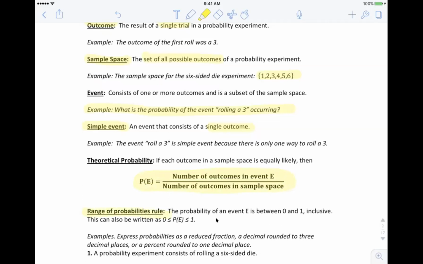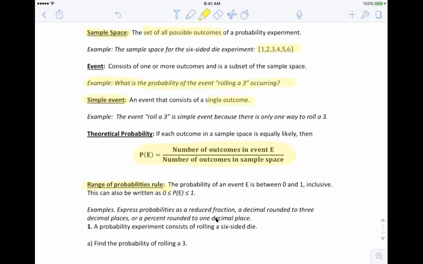Range of probability. Probability is always a number between 0 and 1, right? If the probability is 0, it's impossible for it to occur. If the probability is 1, it's guaranteed that it will occur, and then anything in between. But you'll never have a negative probability or something over 1 or 100%. Right? Okay, so let's look at some examples.